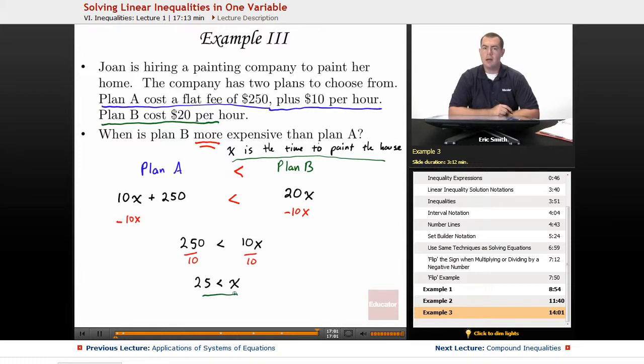So be careful when setting up and solving these inequalities. Remember, there's only really one rule you have to remember. Go ahead and flip your inequality anytime you multiply or divide by a negative number.